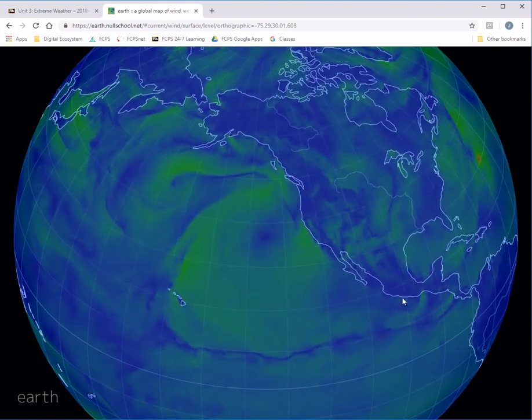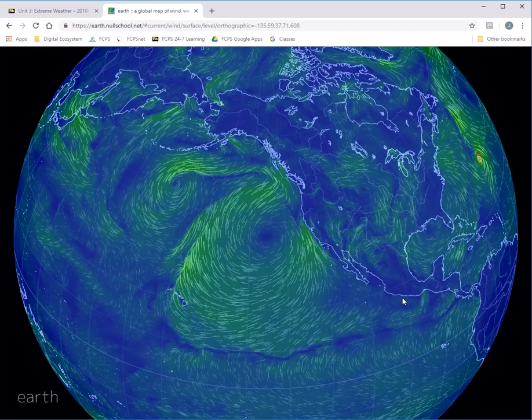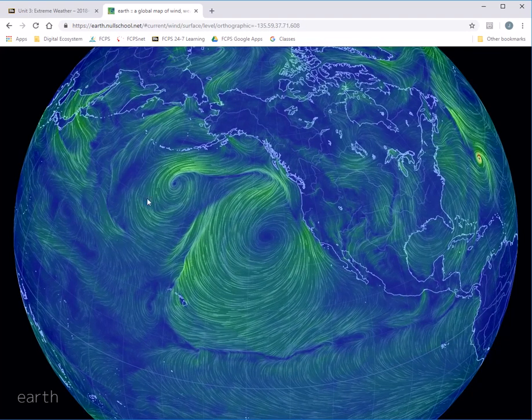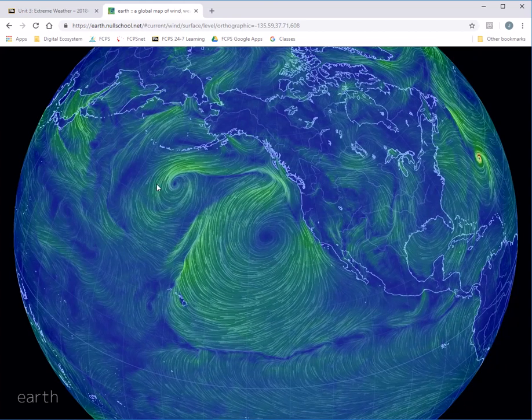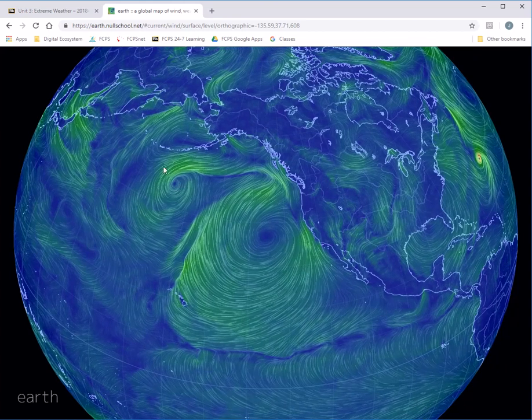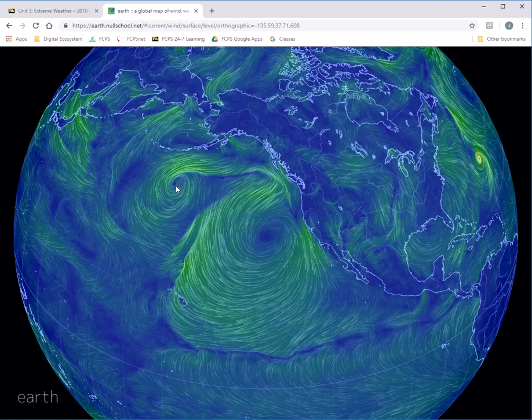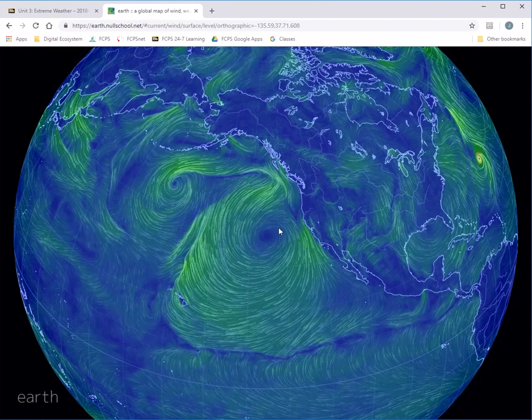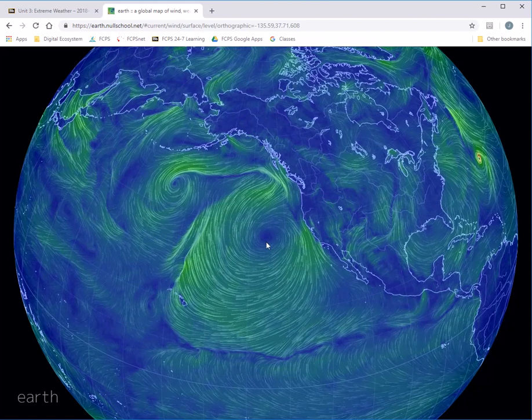So over here, you can see in the Pacific Ocean something sort of similar. Here's one that's turning counterclockwise. So that's a low pressure center. It's spiraling into the middle. But right over here, it's spiraling clockwise away. So this would be the high pressure center.